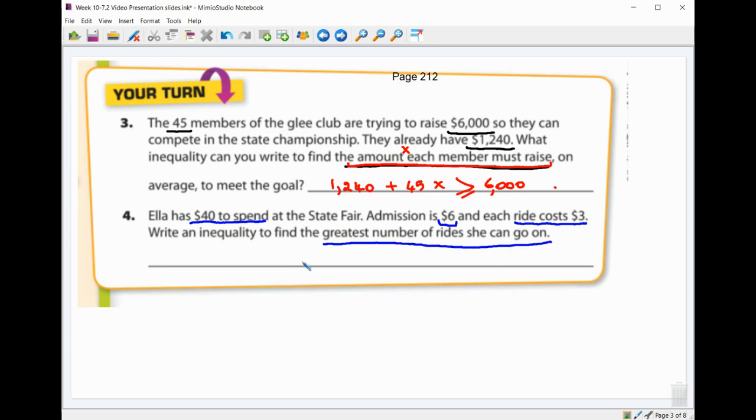Okay, let's go ahead and pause the video. Think about this. Try and write an inequality down and come back and play the video again to work with us on this solution.